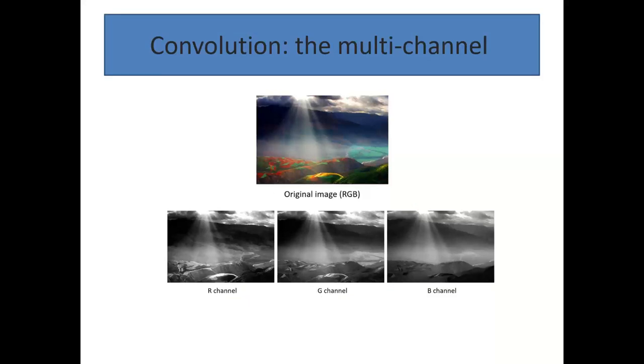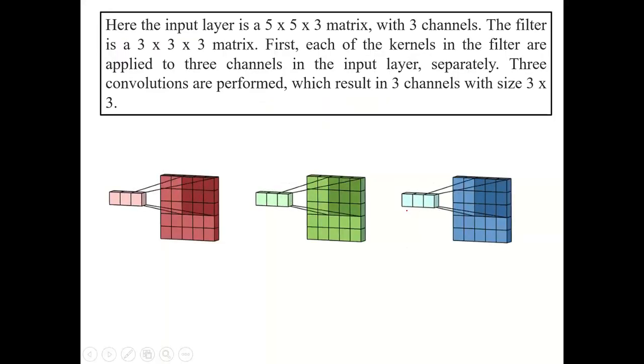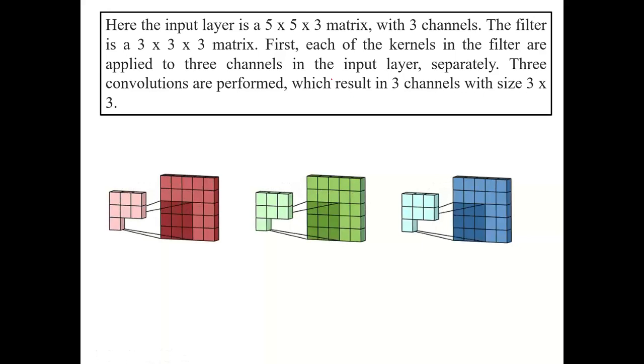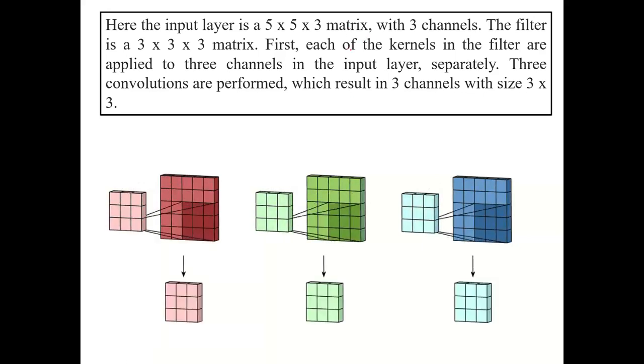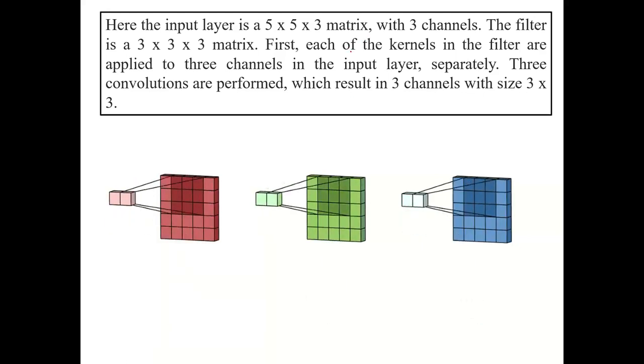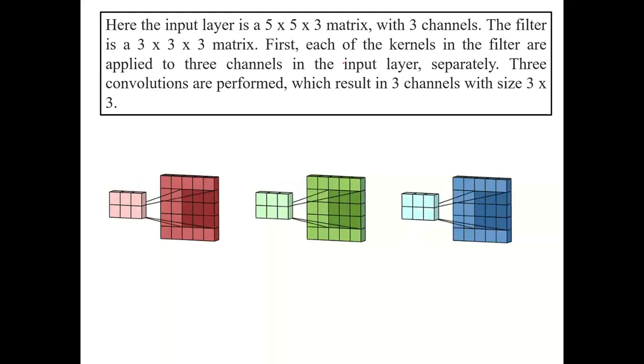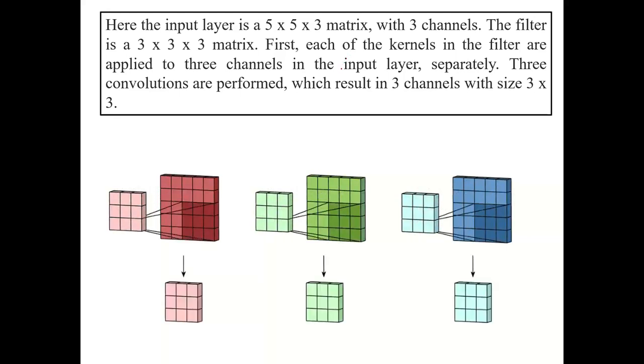Okay, so if you talk about the convolutional neural network for an RGB image, it happens for three channels. We need to pass three feature maps, one for red, one for green, and one for blue, and it is again calculated like that. Here the input layer is a 5x5 matrix with 3 channels, which is an RGB image. The filter is a 3x3x3 matrix.